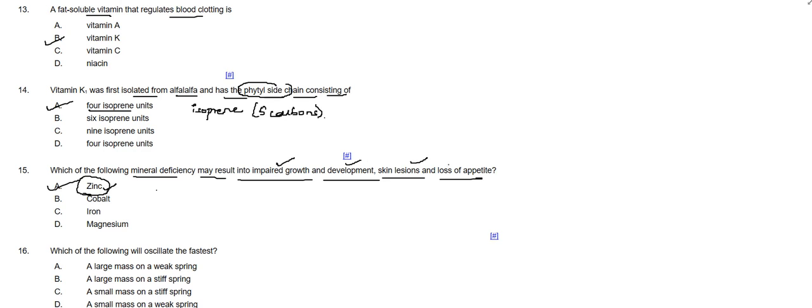Next is which of the following will oscillate the fastest? A large mass on a weak spring, a large mass on a stiff spring, a small mass on a stiff spring. So this last one is the one which will oscillate the fastest.